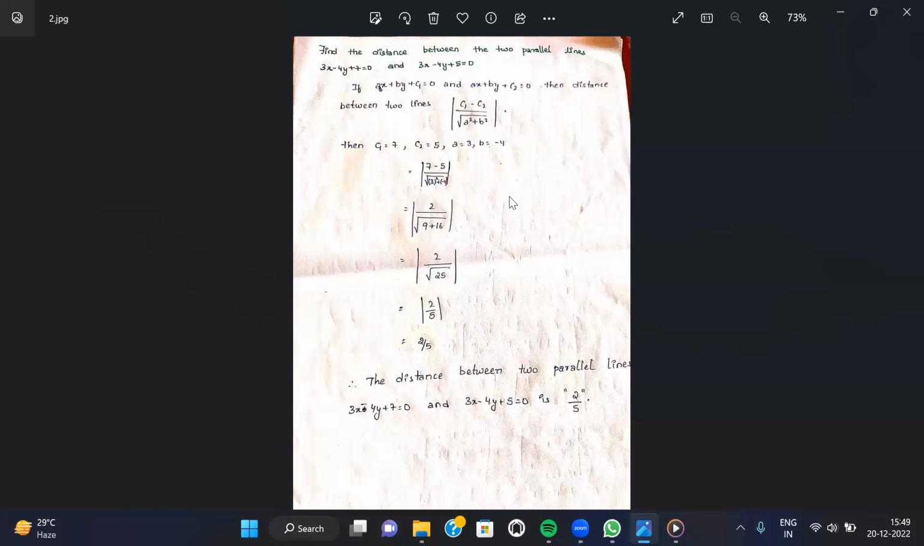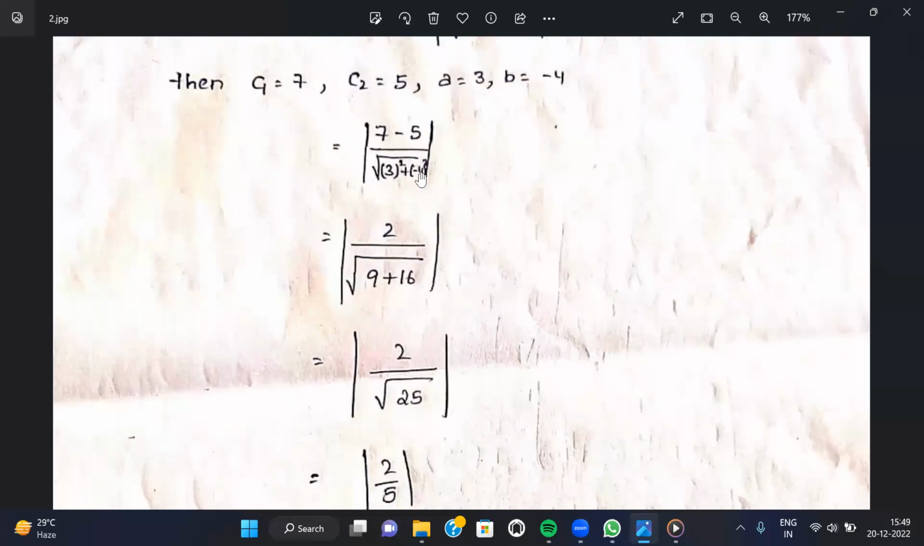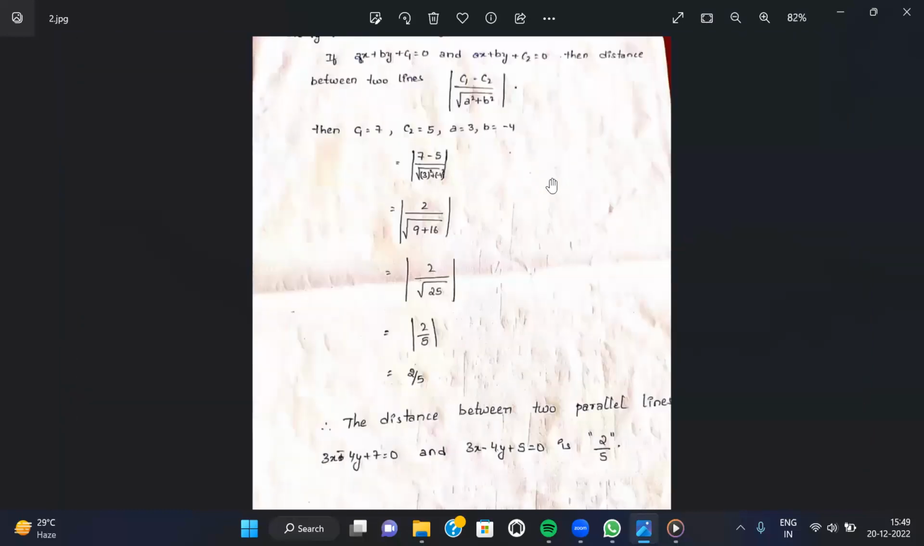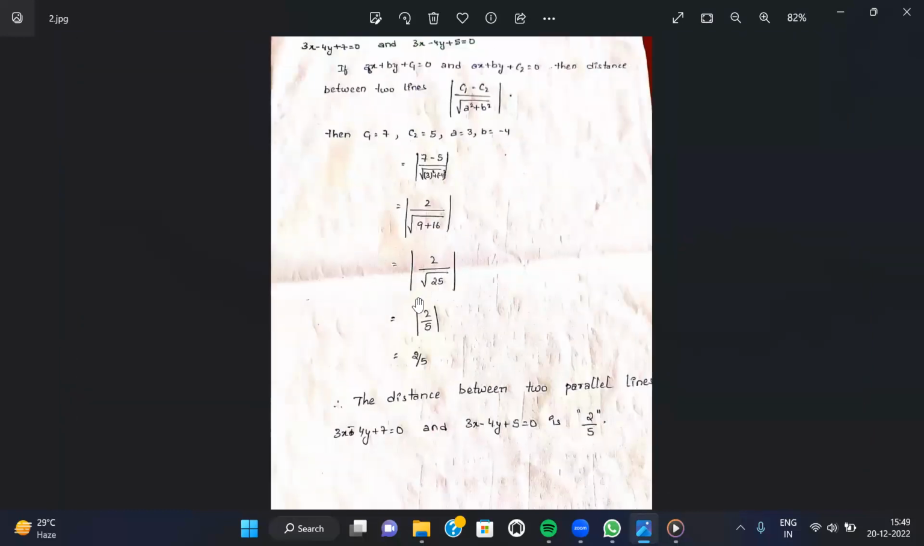Then 7 minus 5 over root of 3 square plus minus 4 square, that is, 7 minus 5 is 2, over root of 9 plus 16, which is 25. Root of 25 is nothing but 5. So 2 by 5, and mod of 2 by 5 is always plus 2 by 5.